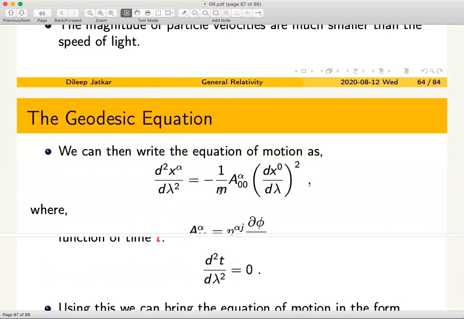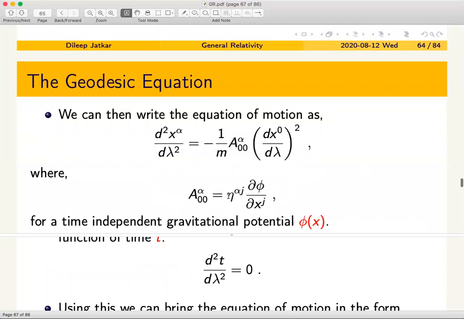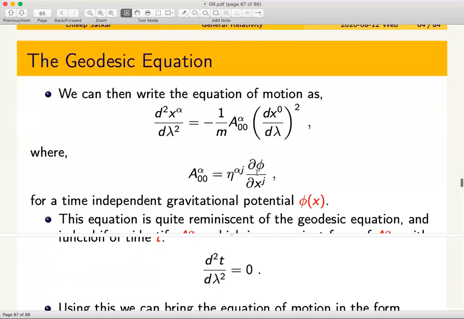But you could write down the remaining part of the equation as -1 over m times a alpha 0 0 times dx 0 by d lambda whole squared, where a alpha 0 0 is just eta alpha j del phi by del xj. Here we have assumed the gravitational potential to be time independent.